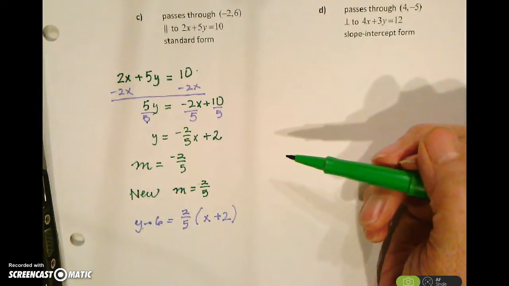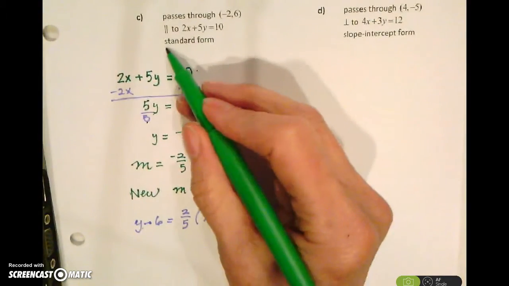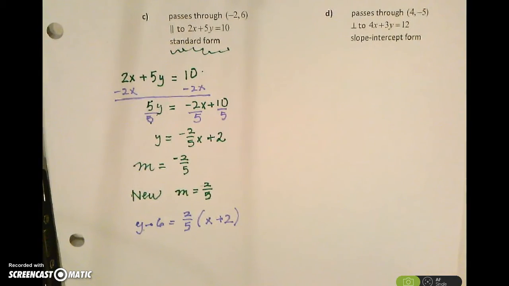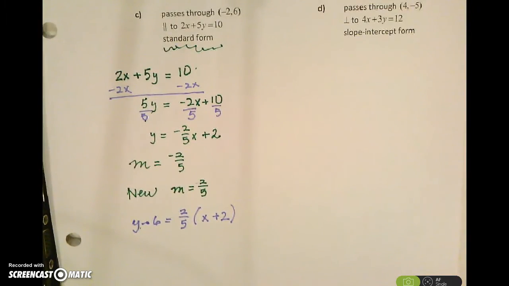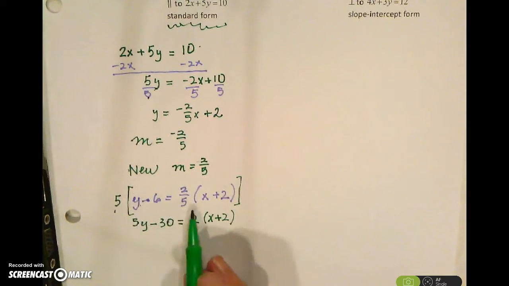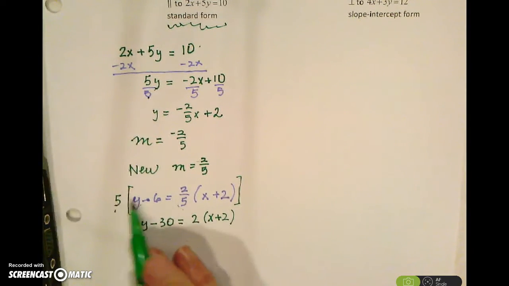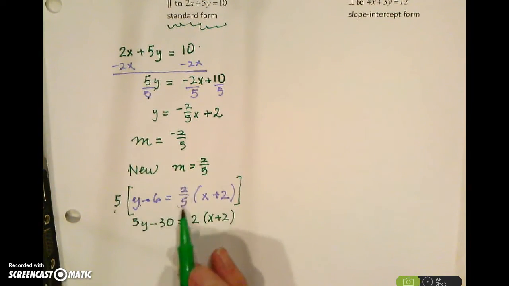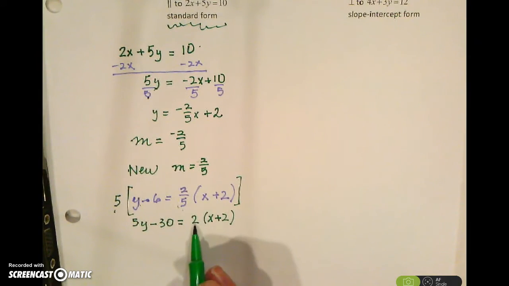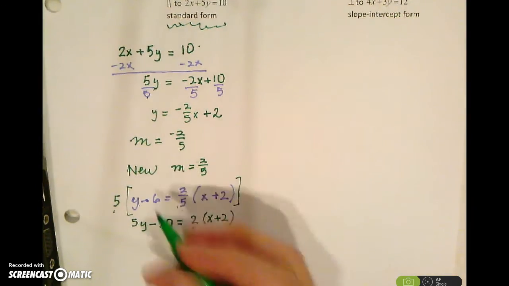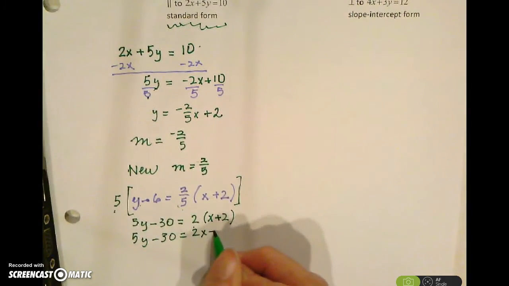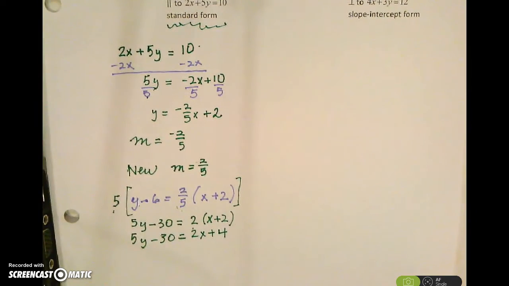I need now to change this into, well, it looks like we're going to standard form. So we want to get rid of our fractions, get rid of our parentheses, and move our x and y's to the same side. So I'm going to multiply by 5 to get rid of my fraction, and multiply times everything. So 5y minus 30, and then 5 times my fraction. The 5's cancel. 5 divided by 5 is 1, times 2 is 2. And then my parentheses stay the same. Then we will distribute and eliminate the parentheses.